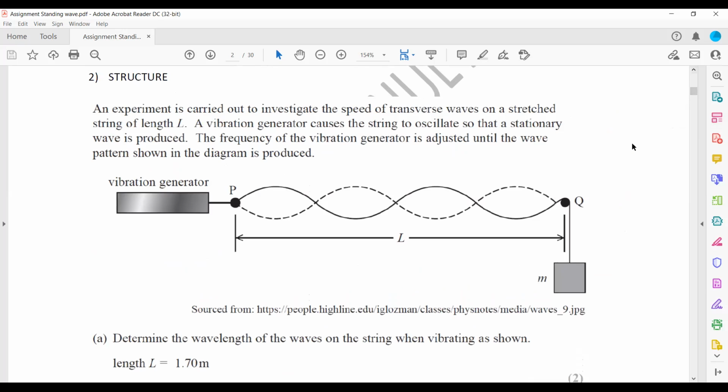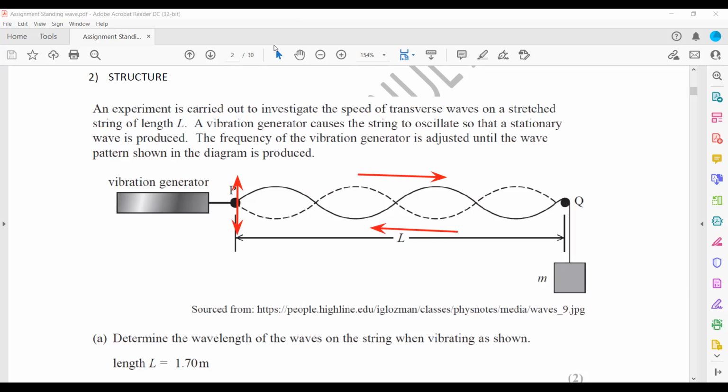As you can see here, the structure question: an experiment is carried out to investigate the speed of a transverse wave on a stretched string, as you can see in the figure. The vibration generator causes a string to oscillate. So this vibrator is causing a string to oscillate, and as a result it produces a wave. The wave travels, strikes this fixed end and bounces back, and the two waves, when they combine with each other, give rise to a standing wave.